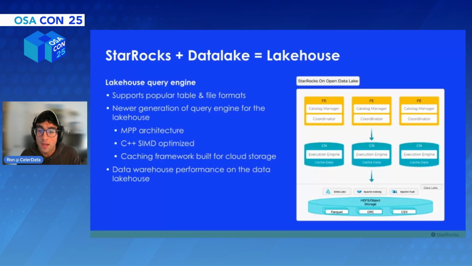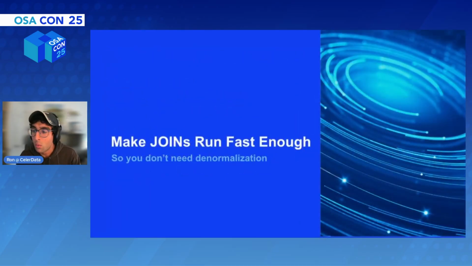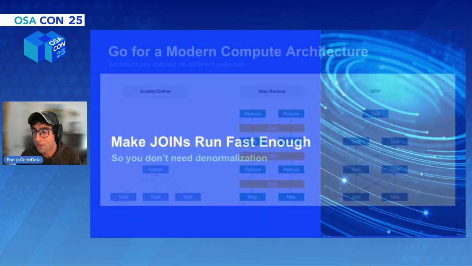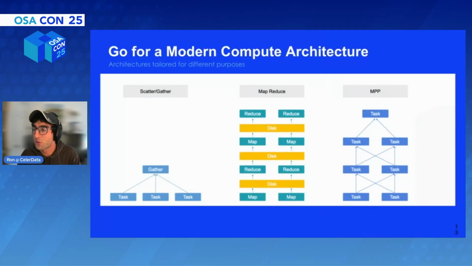So with that being said, what are some of the strategies that we actually use to make those joins fast that I was mentioning? I said a lot about denormalization. You don't need to denormalize with StarRocks. How do we actually go about it? Well, first things first, we go for a modern compute architecture. It's important to realize that a lot of architectures tailor to different use cases, different purposes.